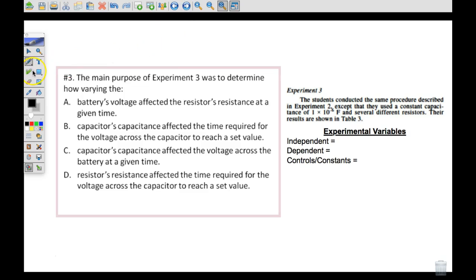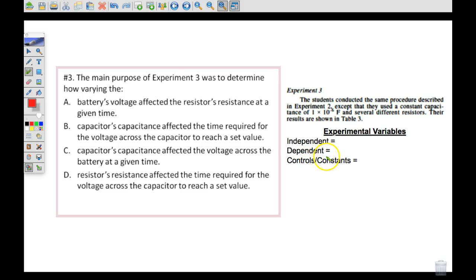And number 3, it's asking what the main purpose of experiment 3 was. In order to figure this out, we're going to have to look at the experimental variables, our independent, dependent, and the controls or constants. Remember, our independent variable is what we're testing. Our dependent variable is what we're measuring. And control or constant variables are things that are being kept the same to determine that the experiment is valid.